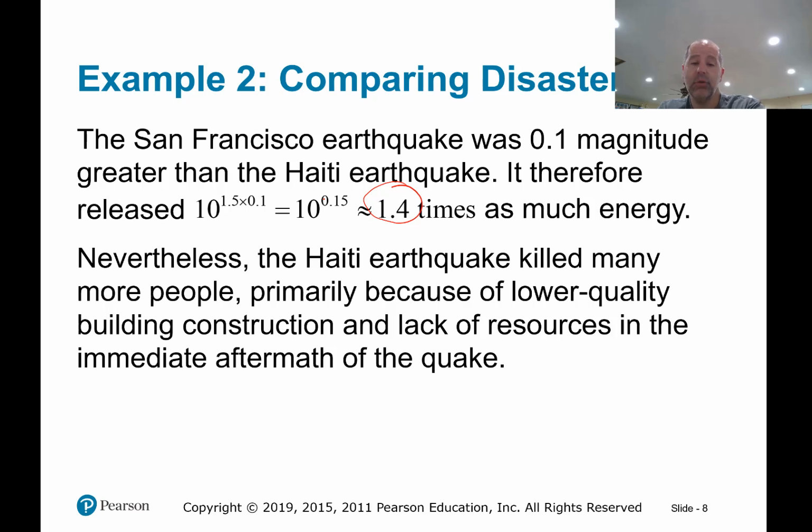But here's the thing. It was stronger for the one in San Francisco, but it didn't cause as much damage. The Haiti earthquake, which was less in magnitude but killed a lot more people, has to do with the lower quality building construction and lack of resources in the immediate aftermath of the quake.